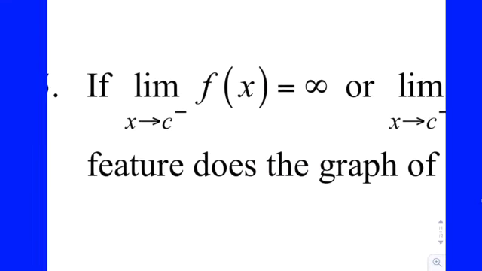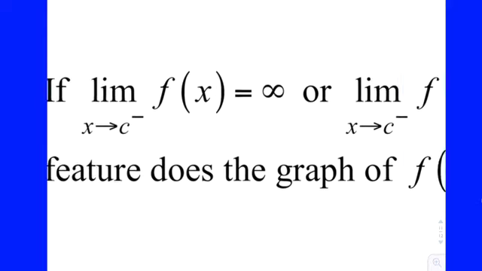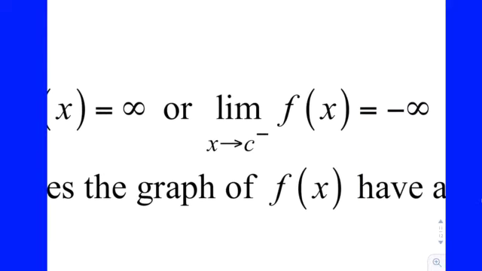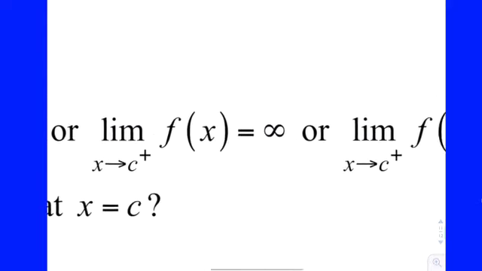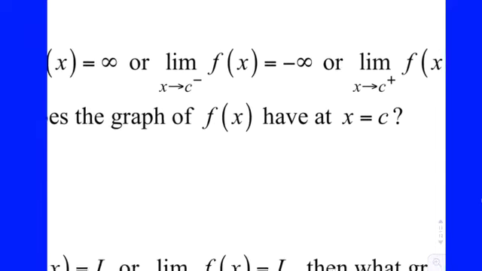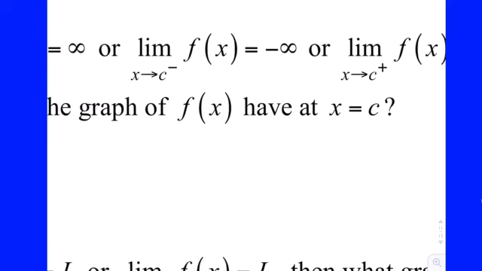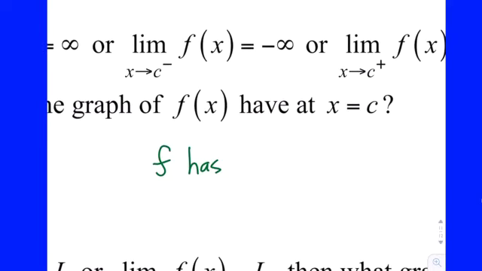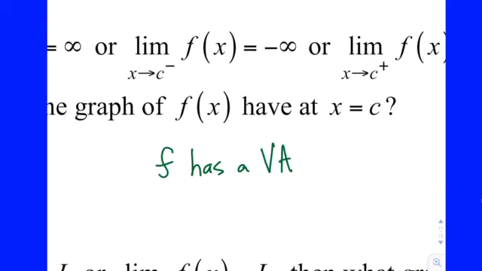If you're approaching an x value from the left, and your y values either go up or down, and/or if you approach that x value from the right, and your y values go to infinity or negative infinity, what do we have on the graph at x equals c? What forces the y values to go up or down to infinity or negative infinity at a specific value of x and not at the end of the graph? A vertical asymptote, yeah, at x equals c. So that's the only asymptote that is a discontinuity.